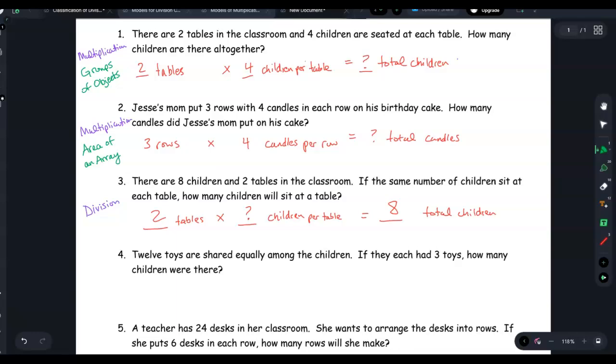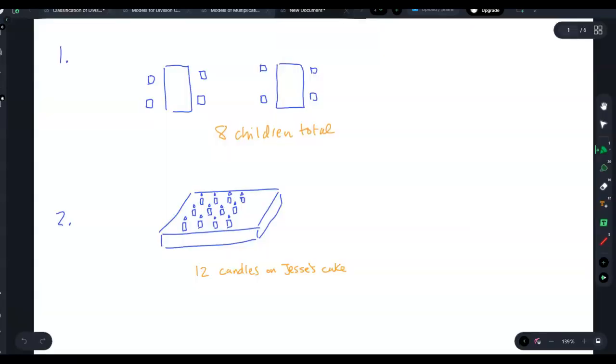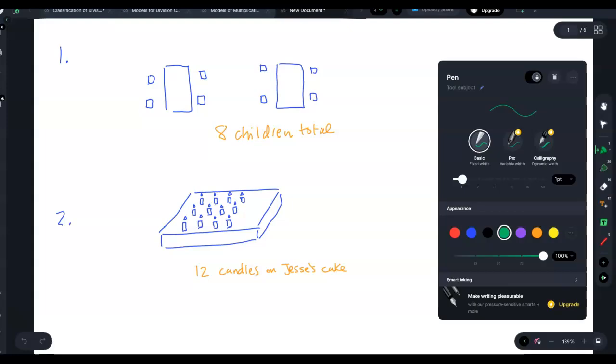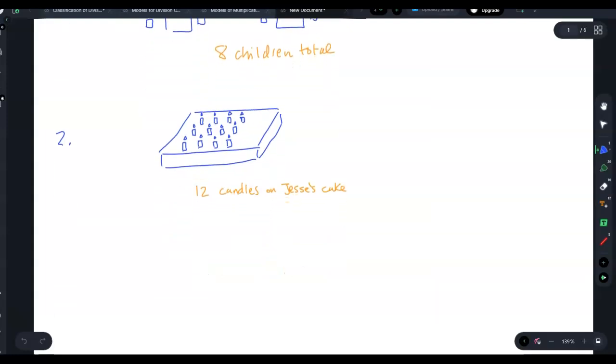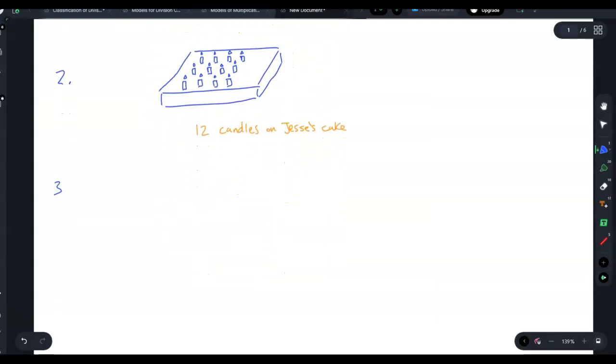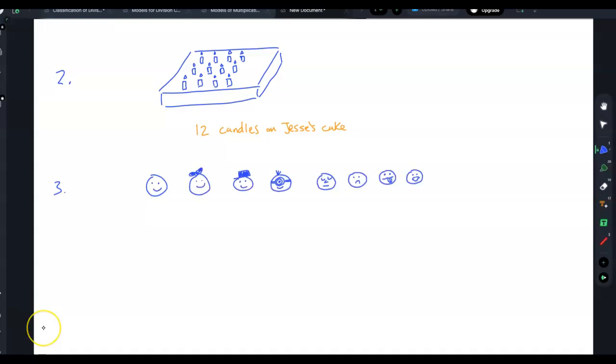So this says there's 8 children and there's 2 tables. So I know I'm going to want to draw 8 children. I could just start with that. I'm just going to do little smiley faces. You can do stick figures or whatever you like. Here's my 8 children. And then I know I want to put them at 2 tables.